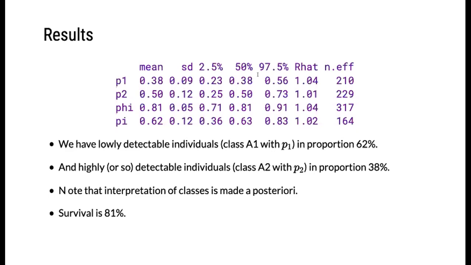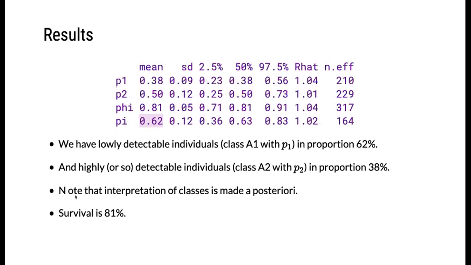Here, inspecting the posterior means, if you have a look at the credible intervals, it's not clear, but it seems like the detection in class one is lower than the detection in class two. So we seem to have lowly detectable individuals, class one, with a detection P1, in proportion 62%. The proportion is given by pi. And then you have, because 50 compared to 40 is not that high, let's say highly detectable individuals, class two, in proportion 1 minus 0.62, so 38%.